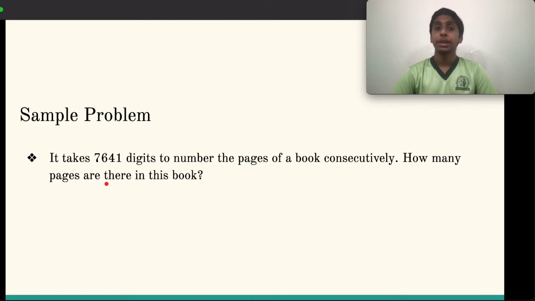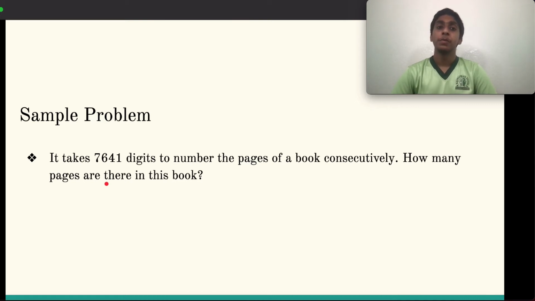Okay, so again, this one should be pretty simple. You simply need to calculate how many sets of numbers there are, or how many digits each set of numbers uses. Like, so the pages 1 to 9, how many digits do they use? And if you subtract all that out, you should be able to figure this one out with a little ease. So pause the video here and solve this problem out.